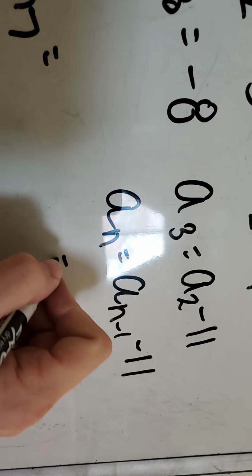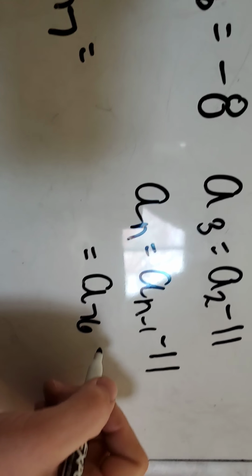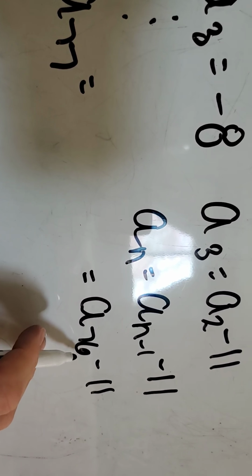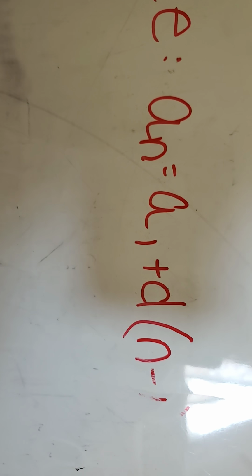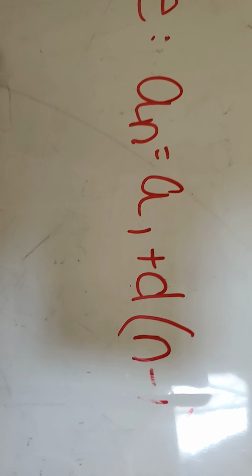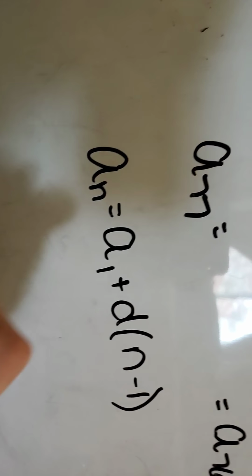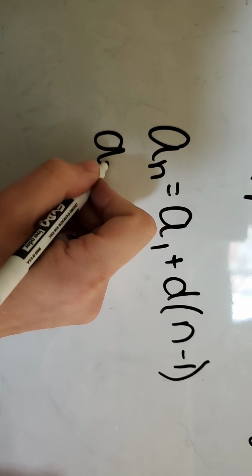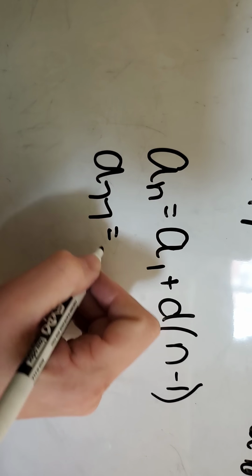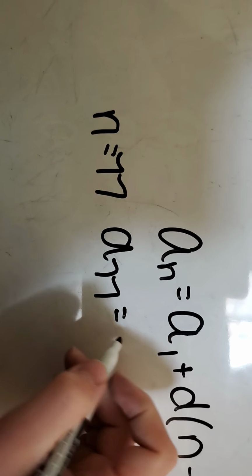So what is A77? Well, it's A76 minus 11. Again, we don't know A76, right? So that's where I want to use this handy-dandy formula, which is An. I'm going to rewrite it over here: An equals A1 plus d times (n minus 1). So let's do A77. That's what I want to know. n is now 77. Maybe I'll write that right here: n equals 77.